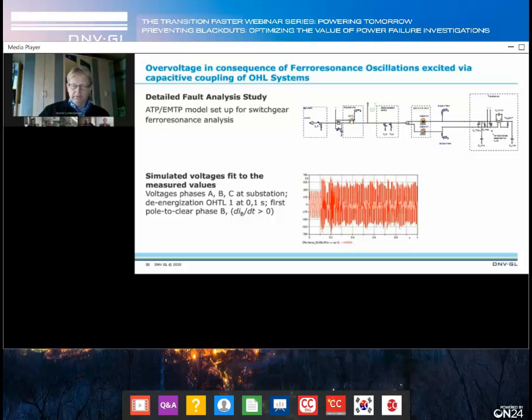And the reason was that we have a ferroresonance between overhead lines. This means we have a capacitive coupling with overhead line 1 and 2, which feed a system which was not in operation, the overhead line. And the main reason for this was that there was no transposed overhead line.